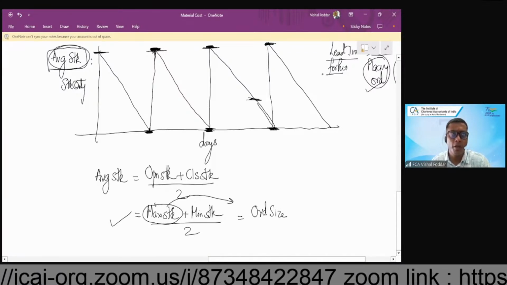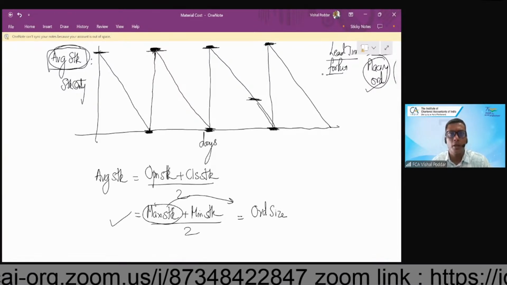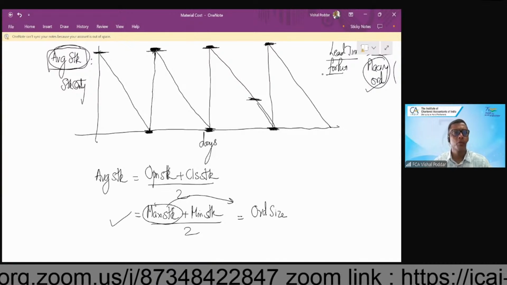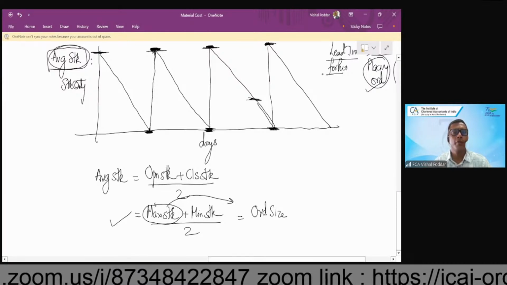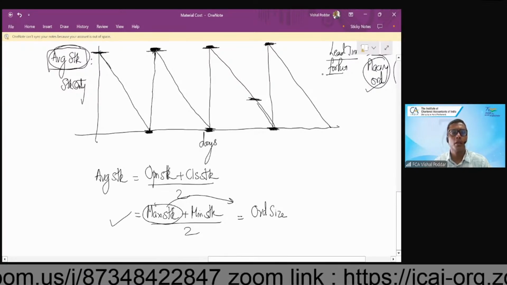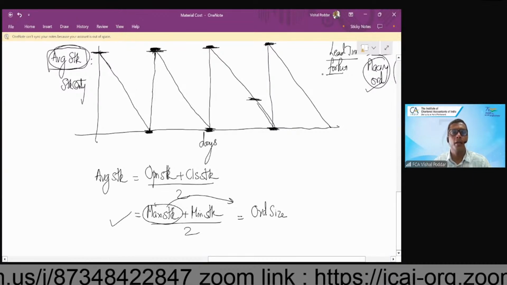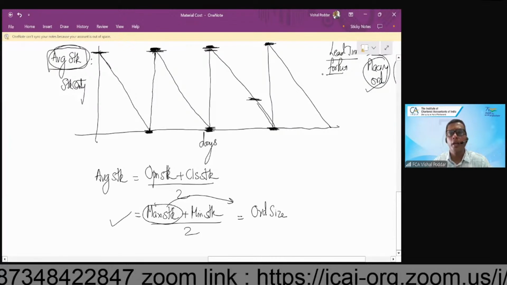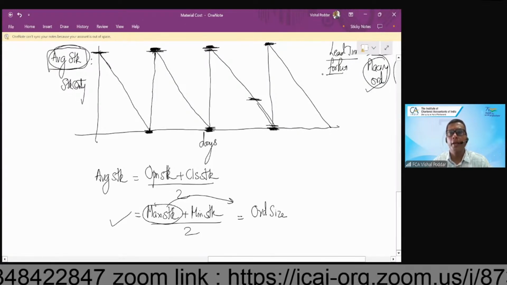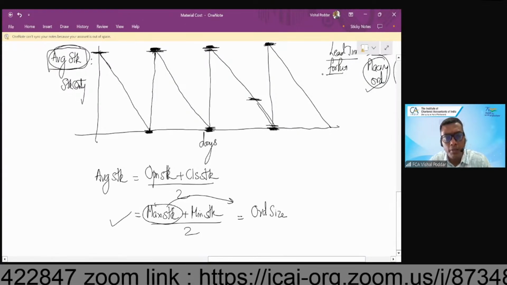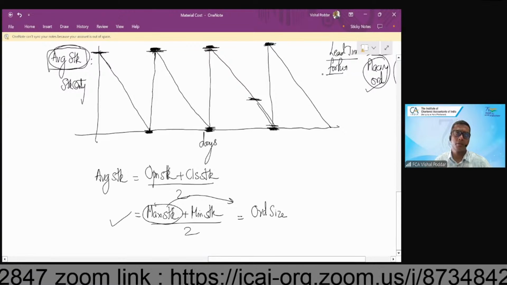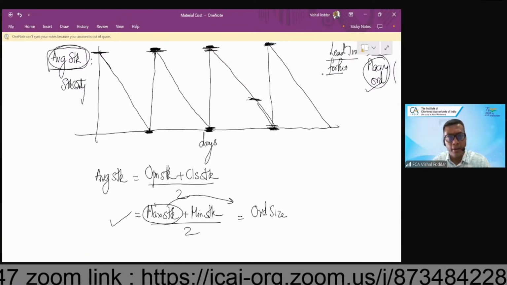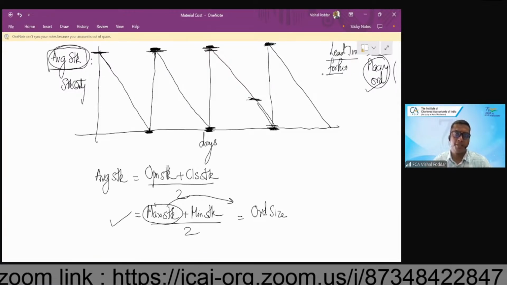So if I decide to place an order of 10 kgs at one time, my maximum stock is 10 because my godown will have 10 kgs. The 10 kgs I'll consume, it will become 0. Again, I'll get 10. Again, I'll consume, it will become 0. Again, I get 10. So my maximum stock is 10. That is the order size.